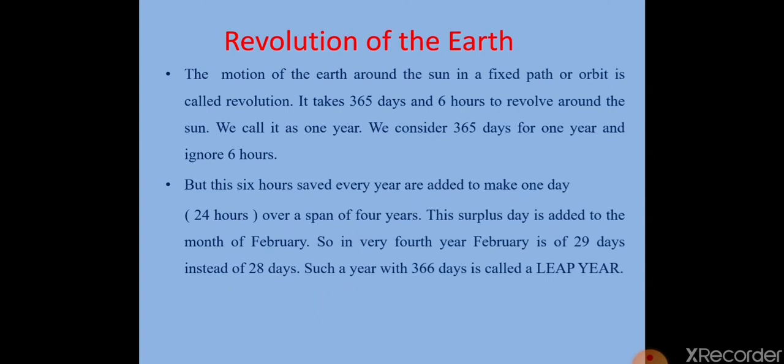So, you understood what is a leap year? Every fourth year, February is of 29 days instead of 28 days. Such a year with 366 days is called a leap year. So, you understood what is revolution? The movement of the earth around the sun in a fixed path or orbit is called revolution.